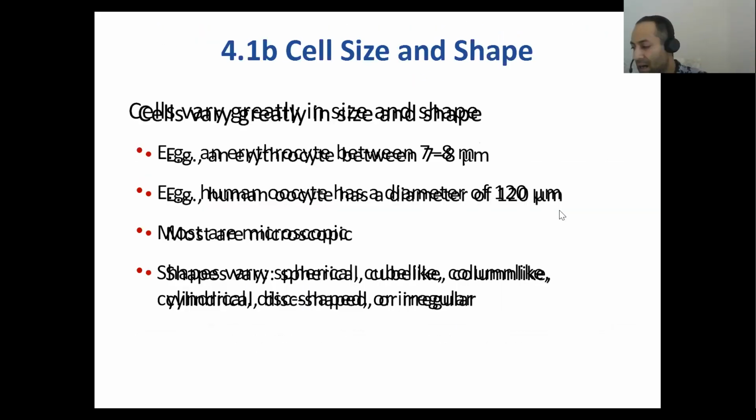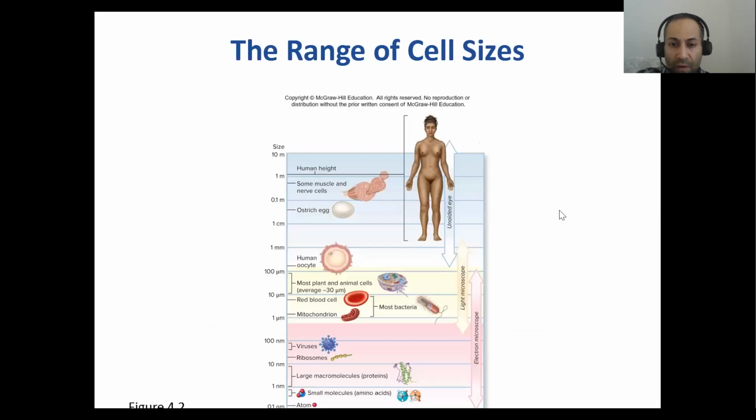So cells come in all kinds of sizes and shapes. As we can see here, the smallest cell, for example, is your erythrocyte or your red blood cells, which are between 7 to 8 micrometers, as you can see here. The largest cell, which is almost barely visible to the naked eye without the aid of a microscope, if you have 20/20 vision, is the human egg cell from a female, right? The human oocyte, which has a diameter of about 120 micrometers, as you can see here. Cells come in many different shapes and sizes, as we shall continue to see here.